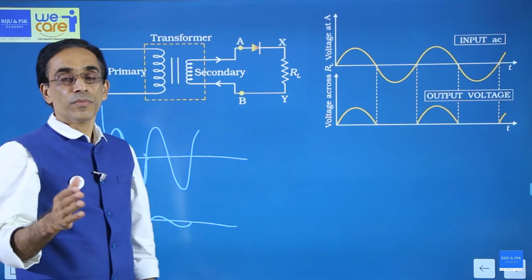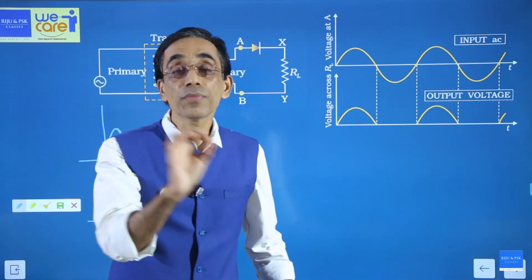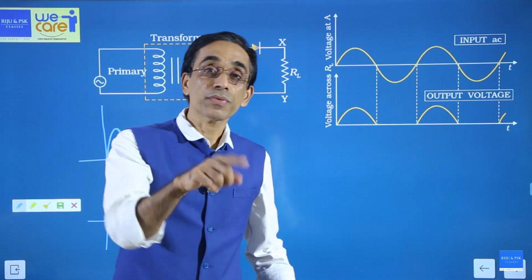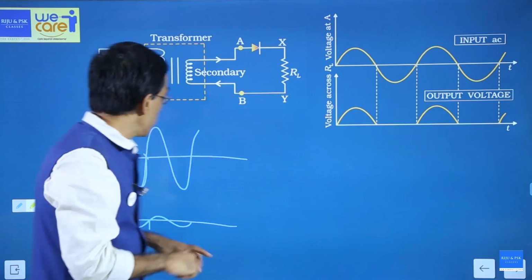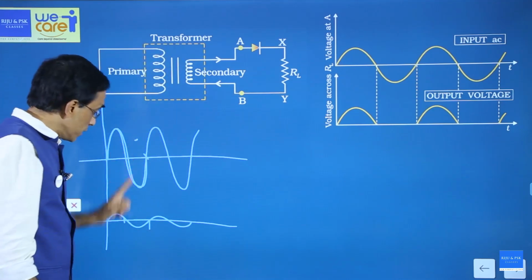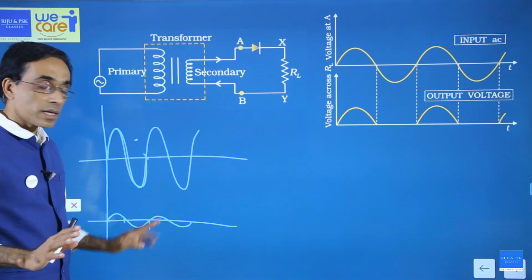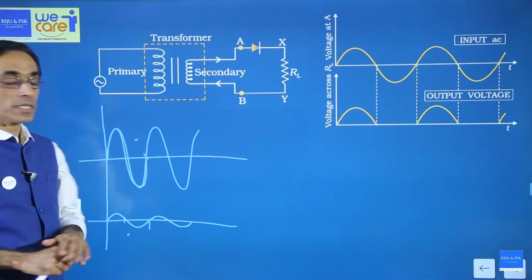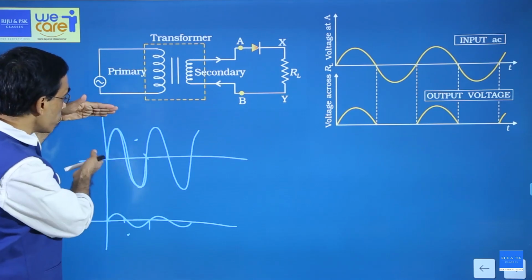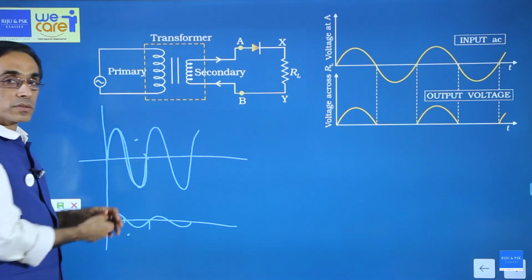Domestically, we get an AC with a frequency of 50 hertz. 50 cycles in 1 second. So this is 50 cycles in 1 second. This is also 50 cycles in 1 second. Transformer will never change frequency. It changes only the voltage level. 230 can be changed to 10 volt.